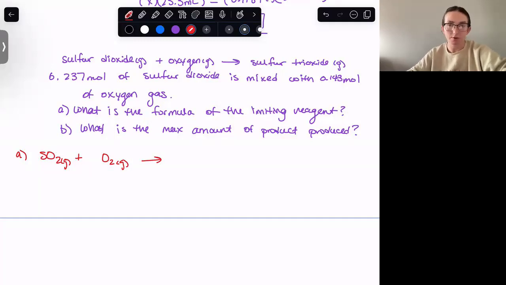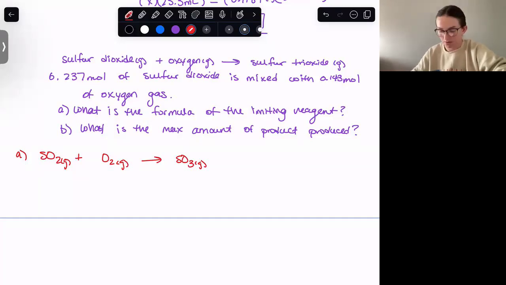Okay, and then what is the formula for sulfur trioxide? Good, right? This is going to be SO3. Okay, so now we have our formulas. So the first thing we want to know is what is the formula of the limiting reagent? So what we have to do is solve for the limiting reagent.